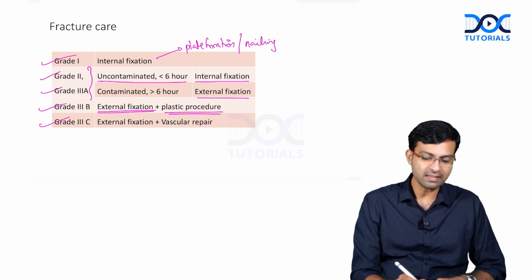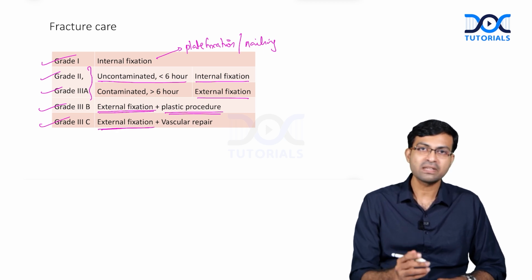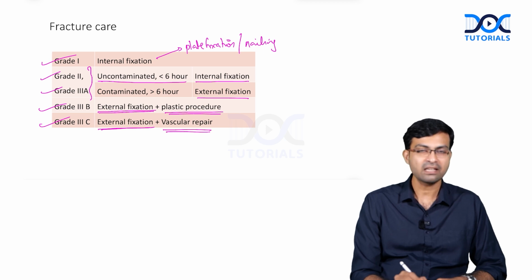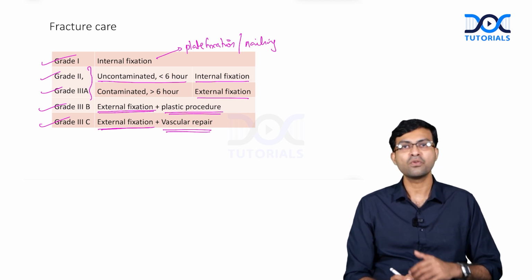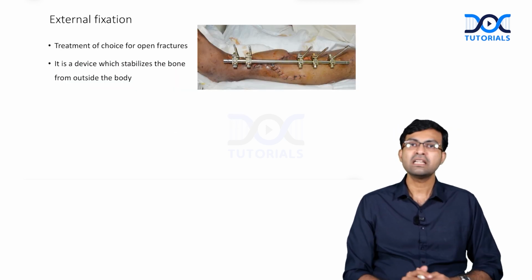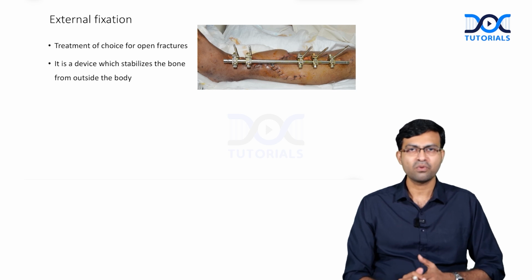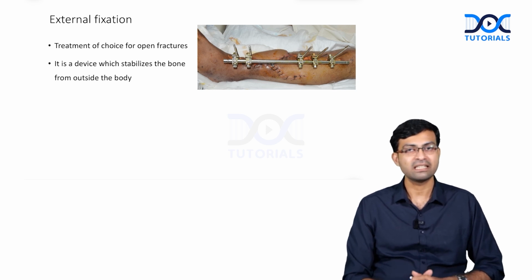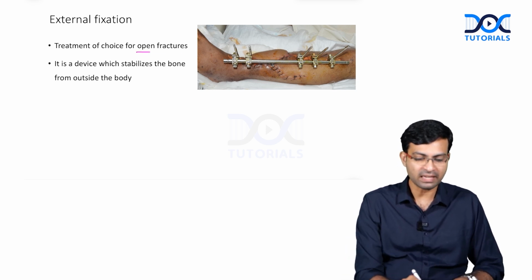In grade 3C, you do an external fixation, and because there is a major vessel injury, you do a vascular repair as well. So this is how you manage the fracture. Now we learnt about external fixation. What is this external fixation? It is the treatment of choice for open fractures, isn't it?